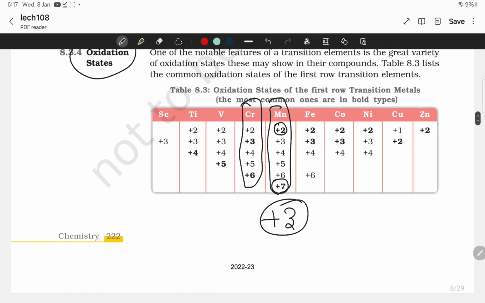That way, in KMnO4, MnO4 minus: 1, 2, 3, 4, 5, 6, 7, 8, 8 minus 1 is 7. Here it is +7. It is changed to Mn2+. You remember this? Yes.